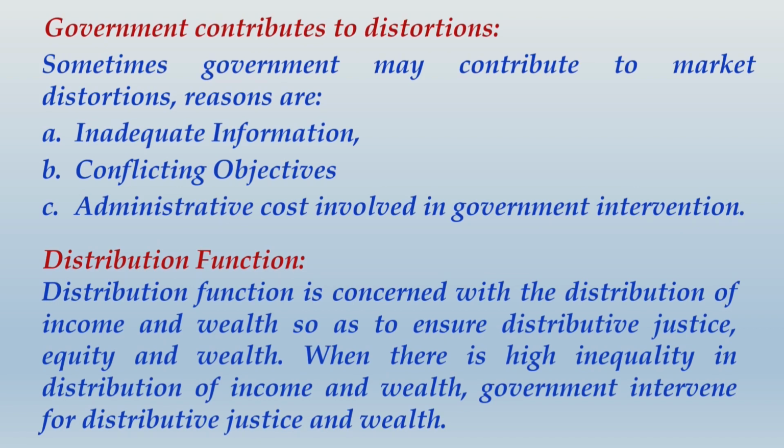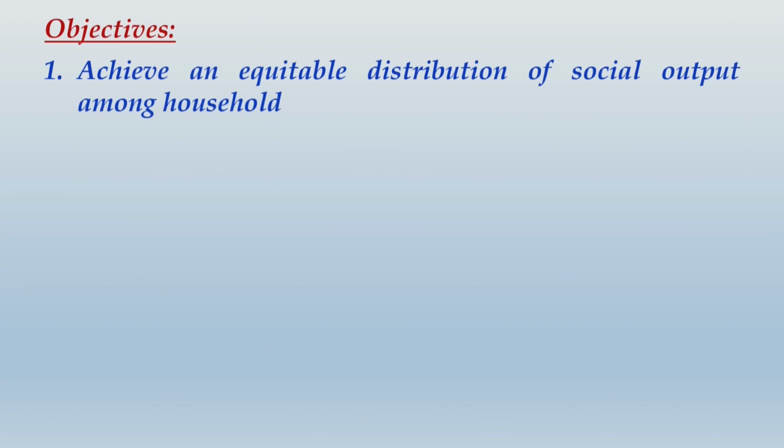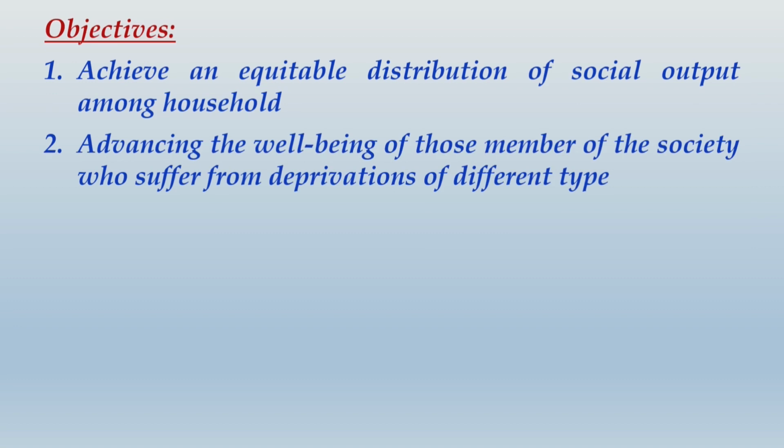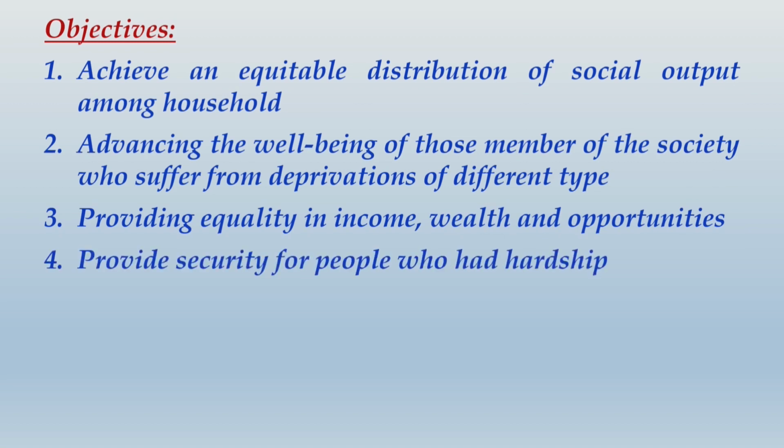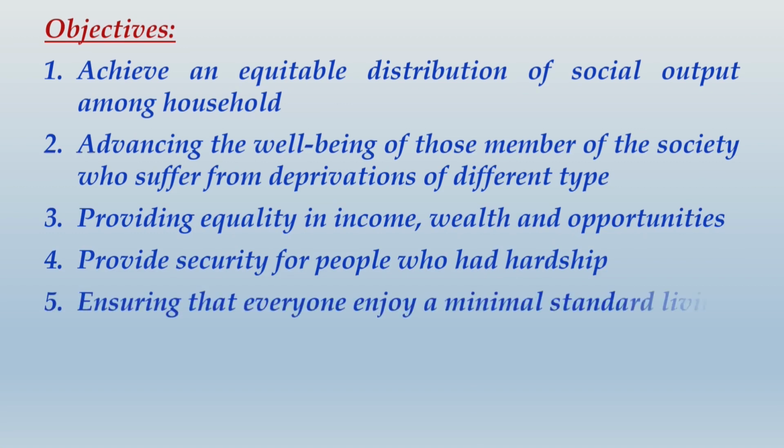Alright friends, once you have finished writing this much, let us move ahead and continue writing further. The objectives of this function: achieve an equitable distribution of social output among households, advancing the well-being of those members of the society who suffer from deprivations of different types, providing equality in income, wealth and opportunities, provide security for people who have hardship, ensuring that everyone enjoys a minimal standard of living. So please write up these points and then I take you ahead.